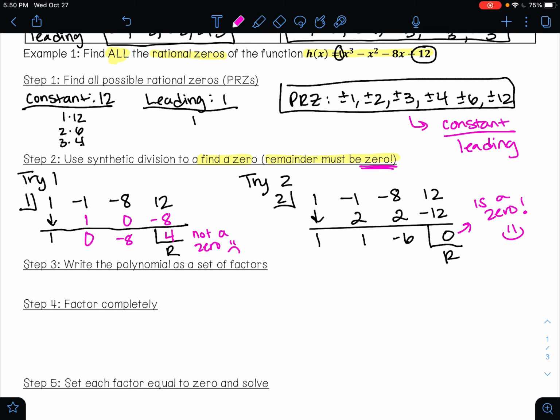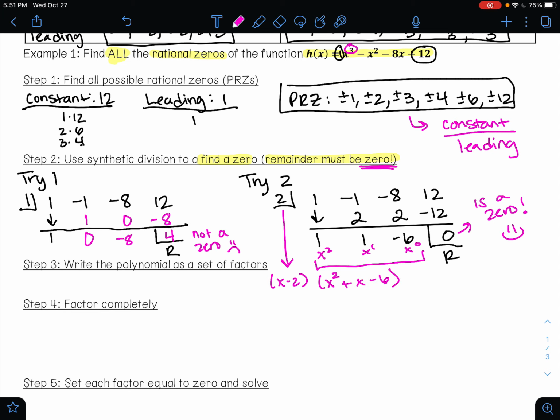So we can use this to help us factor. If 2 is a solution, then that means x minus 2 is a factor. Let me write that, x minus 2. And here, we started with x cubed, so this is going to be x squared, x to the first, and x to the 0th power. So right here, this gives me x squared plus x minus 6.